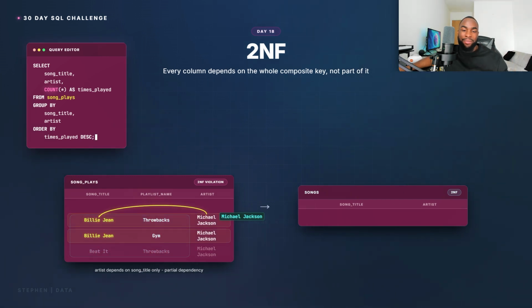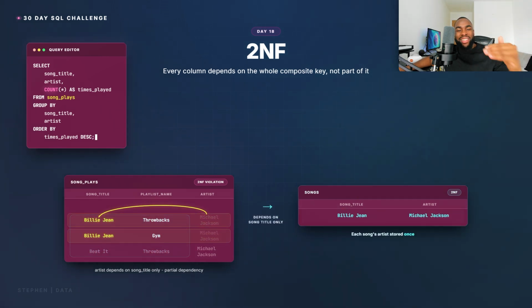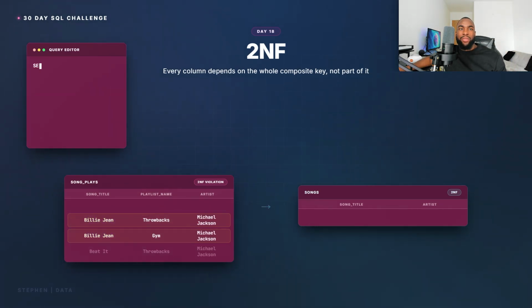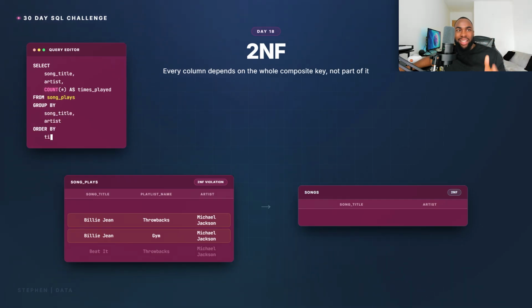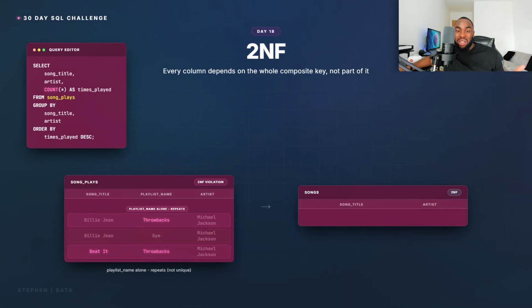Okay, and you can now see that Billie Jean is found in both Throwback playlists and the Gym playlists. The question is, what makes each record inside this table unique? So in other words, what will be the primary key inside the song plays table? So it can't be the song and it can't be the playlist name only.